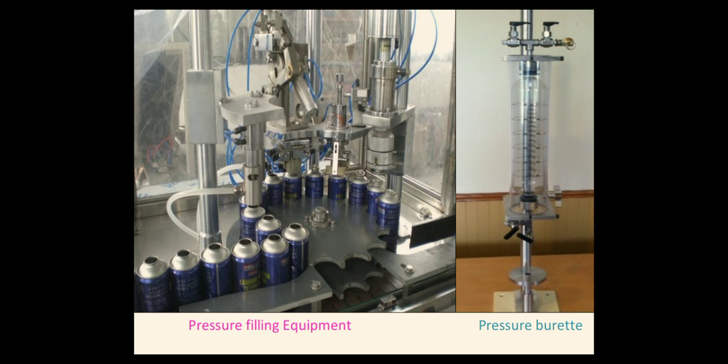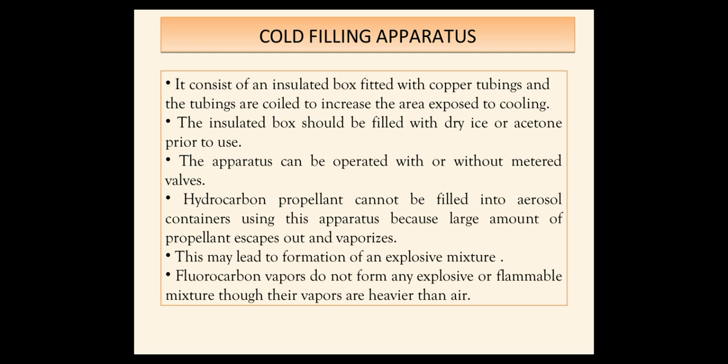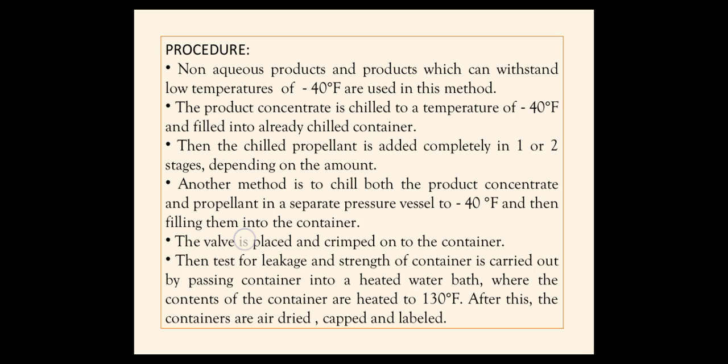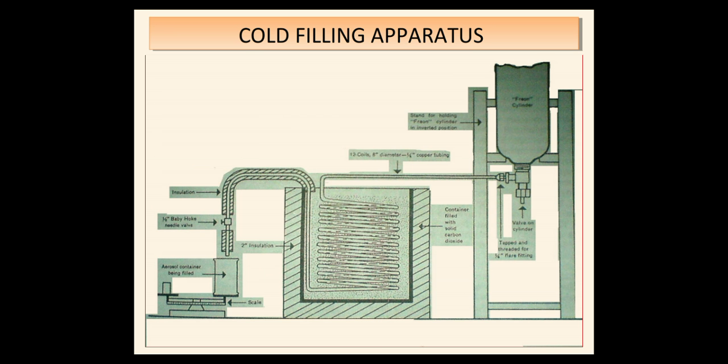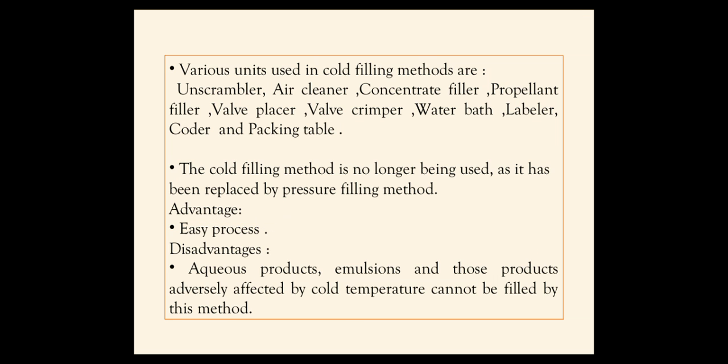Here, on the right hand side, is an example of pressure filling, and here is an example of this equipment. Now next is the cold filling apparatus. It consists of an insulated box fitted with copper tubing, and the tubing is coiled to increase the area exposed to the cooling. The insulated box should be filled with dry ice or acetone prior to use. See, here is the cold filling apparatus. Okay, this you have to draw during the exam also.